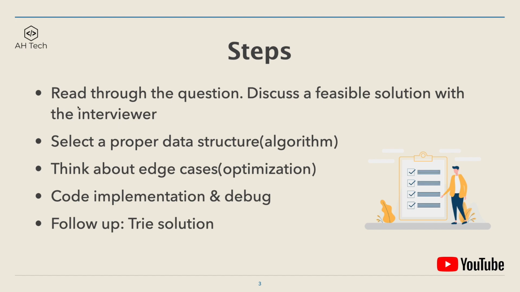Okay, and now let's review the key steps for a coding interview. First is to read through the question and then discuss a feasible solution with the interviewer. And based on your approach, select a proper data structure and algorithm to use. And at the same time, try to think about the edge cases and some possible optimization. And then code implementation and debugging are as important in a coding interview.